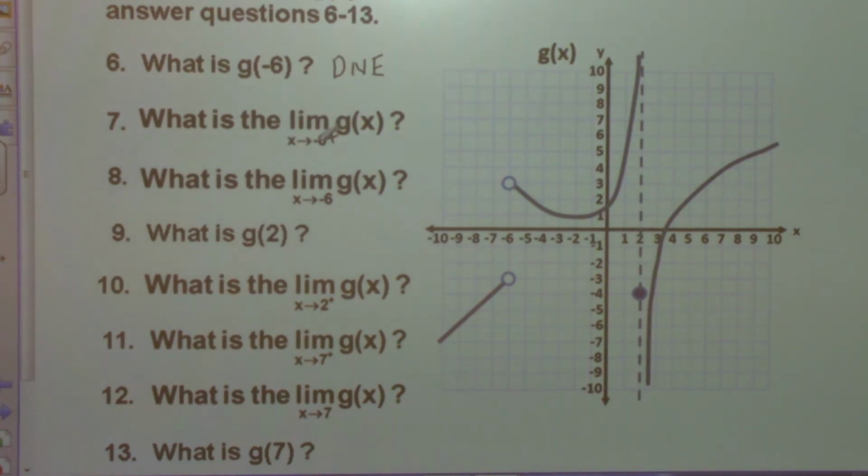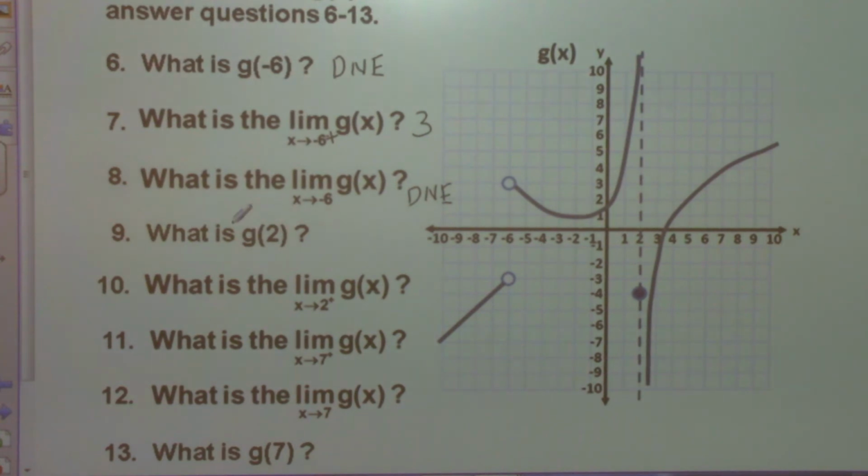What is the limit as x approaches -6 from the right? And I'm going like this, coming over here, and it looks like 3 to me. Is that right? That's 3. And what is the limit as x approaches -6? Well, for this one, for 8, what do you have to have when you talk about a limit? Not from the left or from the right. What do you have to have? You have to have left side limit equal right side limit, which you do not have. And so this particular limit does not exist.